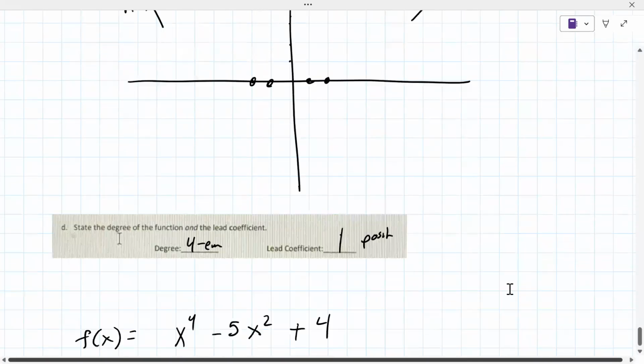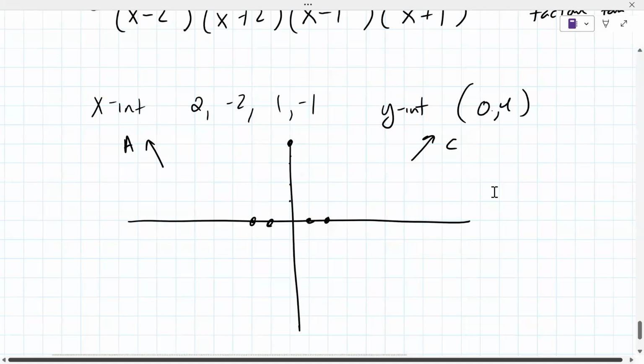Okay, so this is where our arrows are. We know to connect them like that.